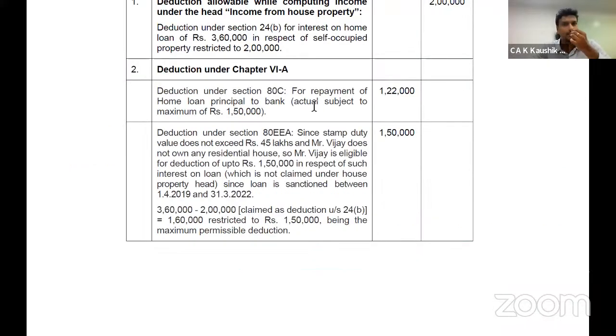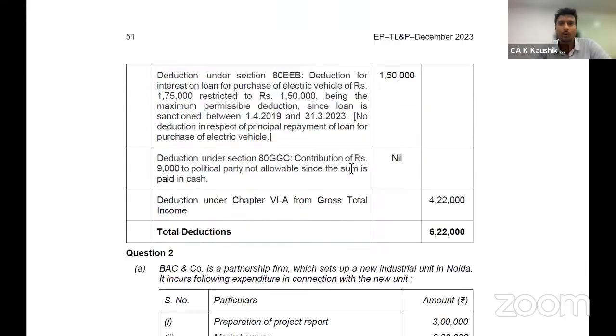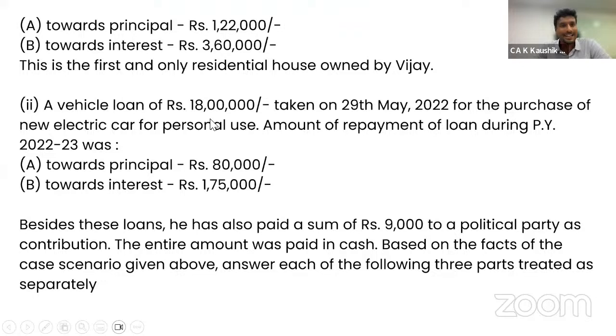So deduction under section 80C for repayment of home loan, actual subject to maximum 1,50,000. Here we said 1,60,000 is eligible to be claimed under 80EEA, but however 1,50,000 is allowed. Now moving to another part of it, a vehicle loan of rupees 18 lakh taken on 29th May 2022 for the purchase of a new electric car for personal use. Repayment of loan during 22-23 was towards principal 80,000, towards interest 1,75,000.